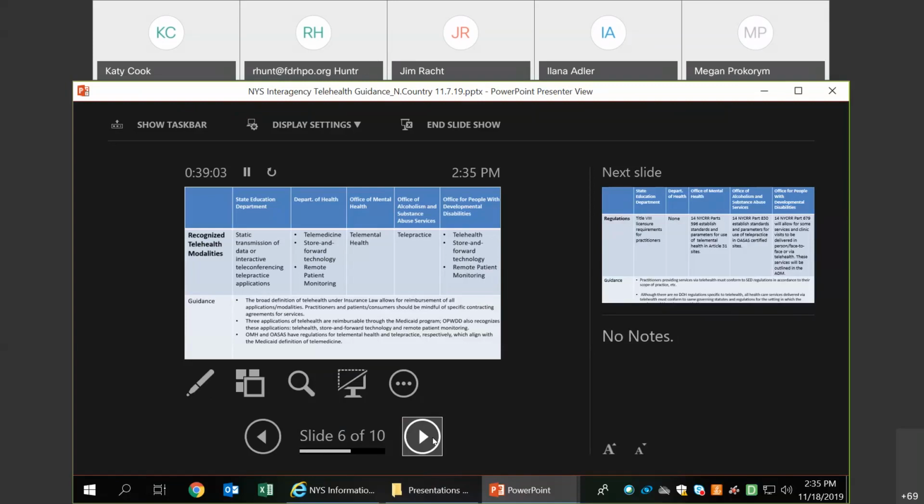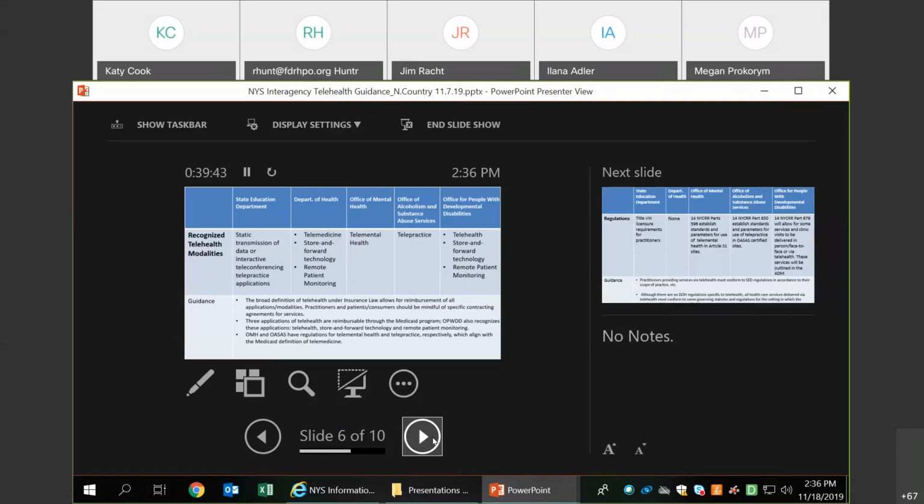Through the Department of Health, from the Medicaid program, per public health law, there are 3 defined modalities. These include telemedicine, which is defined as the synchronous live video conference between a patient and provider at an originating site and a distant site. And then store and forward technology. This is asynchronous. The state statute includes language that it's the transmission of patient health information from a provider at an originating site to a distant site telehealth practitioner.